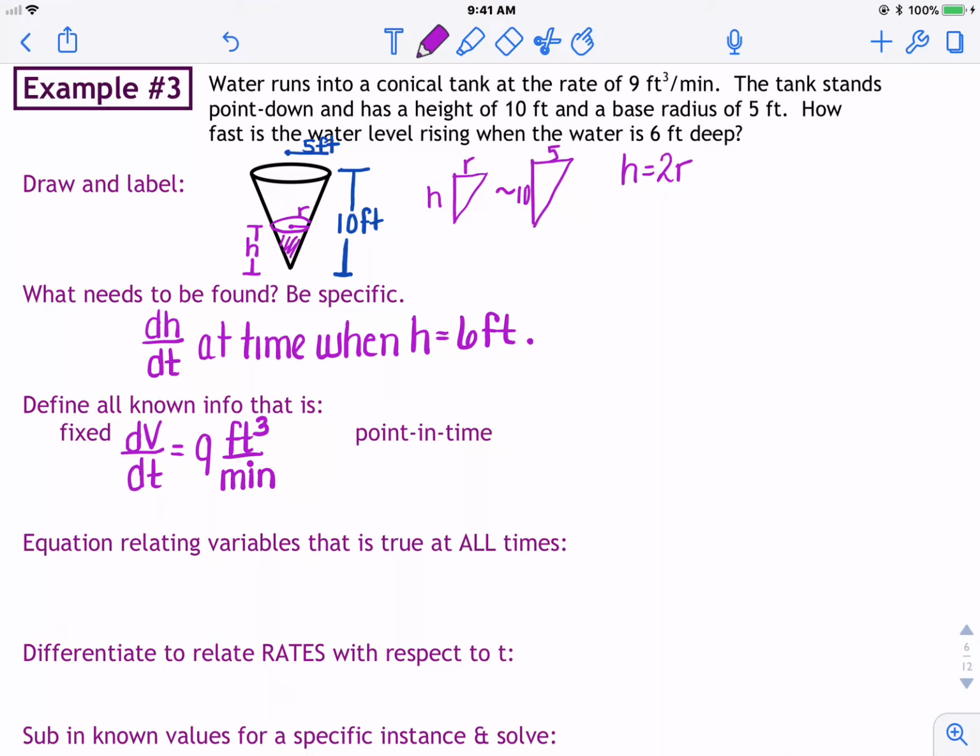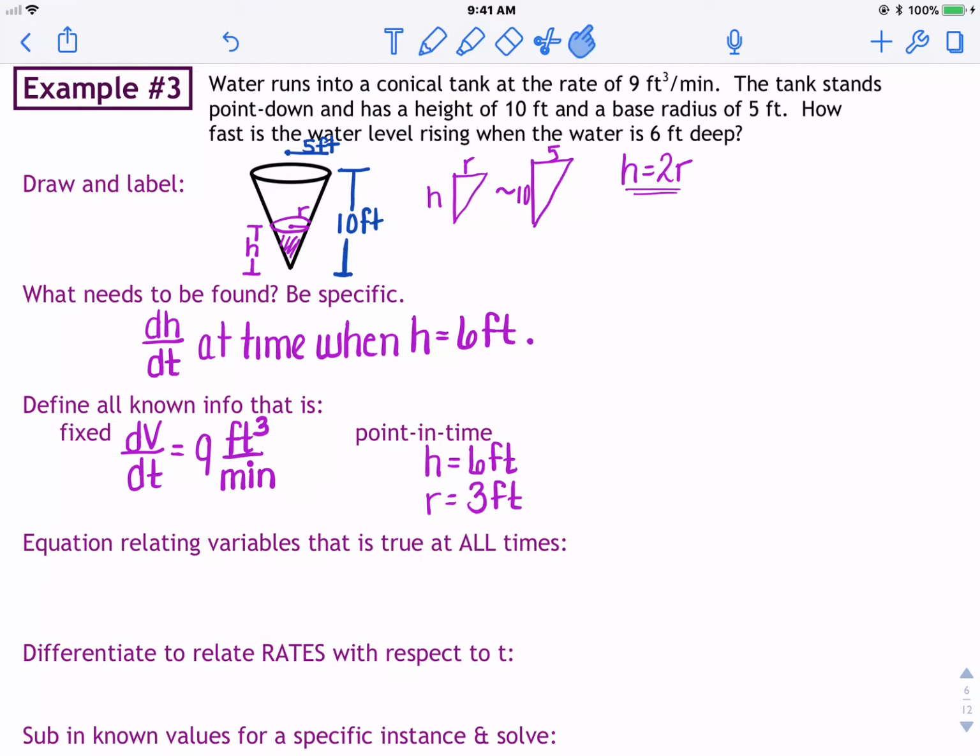But what's only at that specific point in time is that the height of the cone of water at that instance in time will need to be 6 feet. And going back to the idea that that will be a similar cone of water, then my radius at that exact time will be 3 feet. So as the radius and height are changing, I do know that they'll change in that specific ratio.